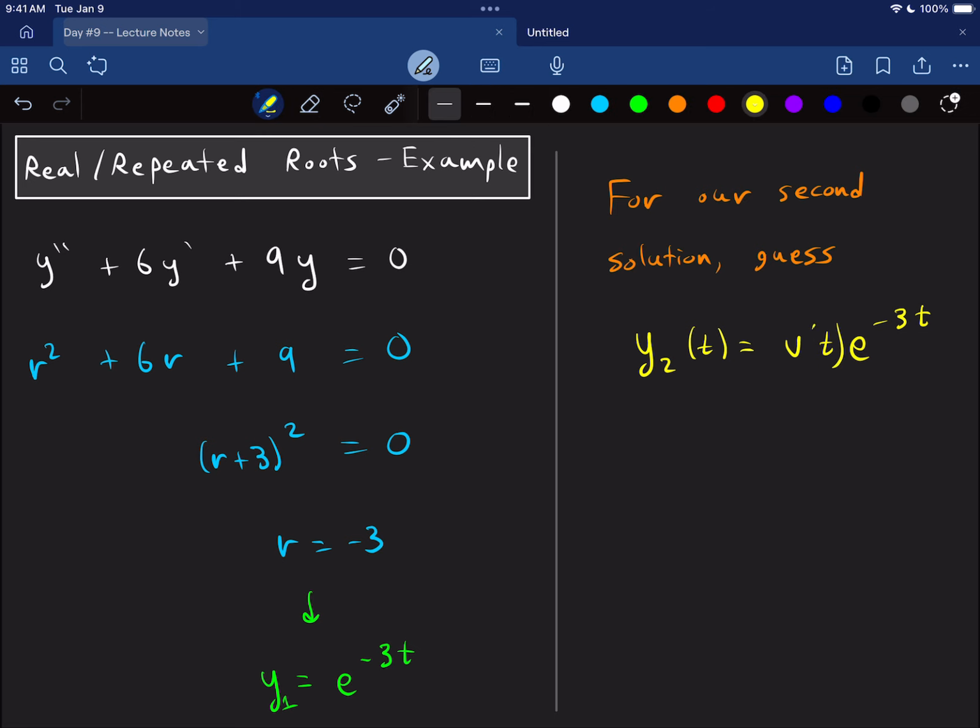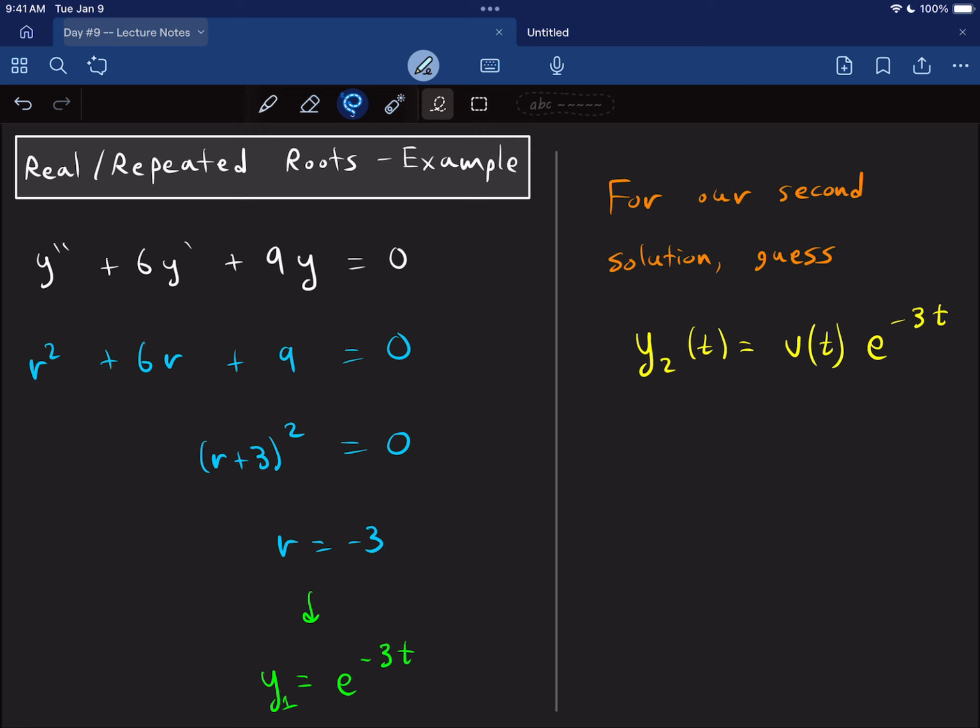I'll rewrite that a little bit. So we have one solution that is just an exponential, e to the -3t. But now I'm guessing, okay, well, I need another one. It probably should have an exponential in it, but maybe it's an exponential multiplied by something else. And I have no idea what that something else is, but it certainly is a function. Let's call it v of t.